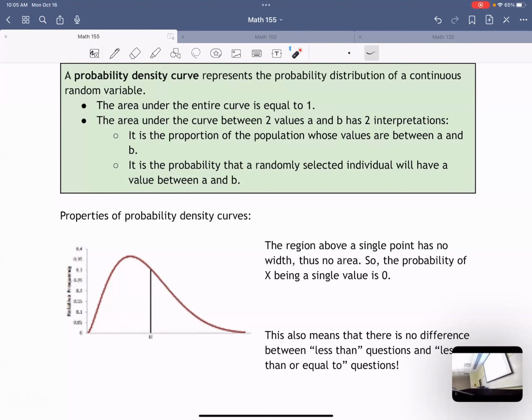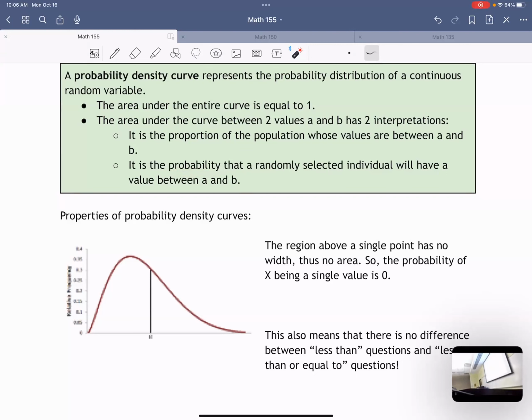The area under the curve between two values, so let's say I have a value A and a value B, and I shade in the area between those two values. There are actually 3 ways we can think of it, okay? First of all, it's the area. Second, it's the proportion between those two values, so we call it the proportion or the percent of the data values that fit between those two values, okay? The last thing, it's actually the probability. So the probability is the area between those two values as well, okay?